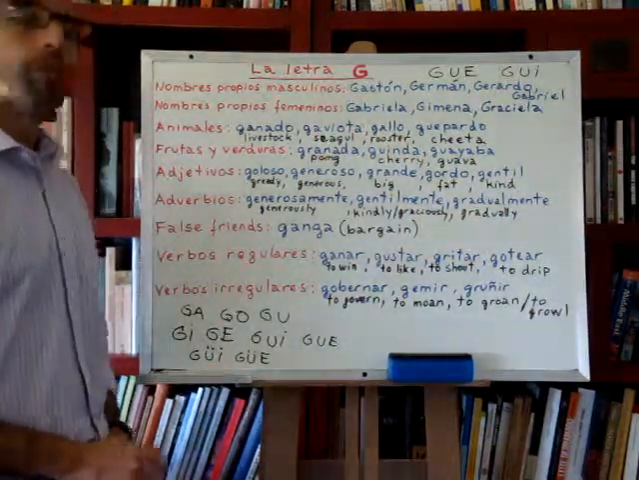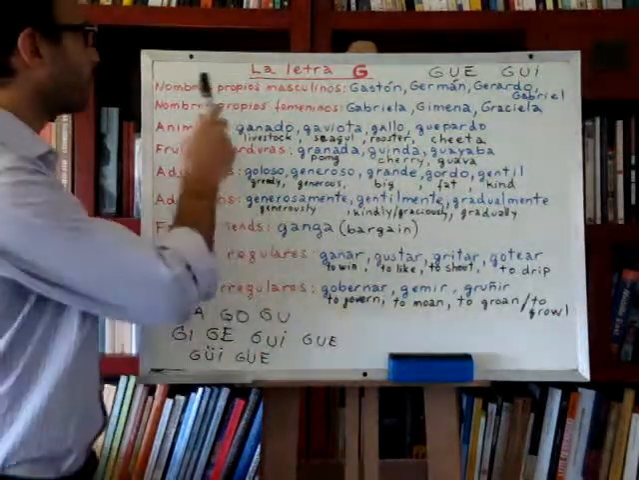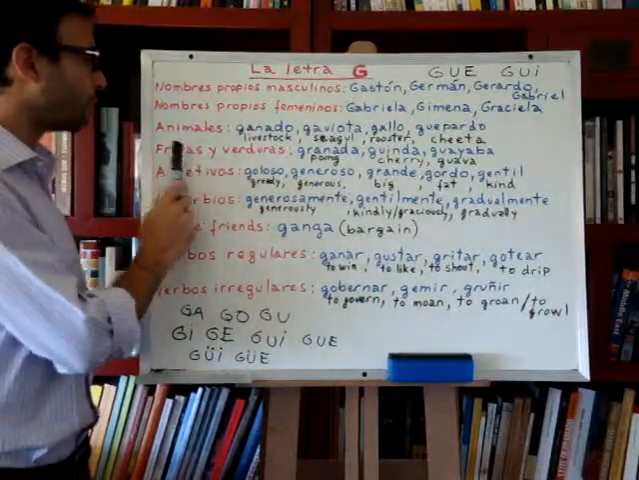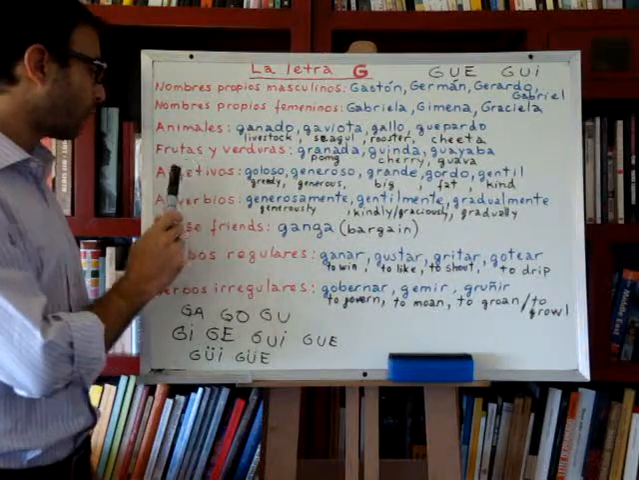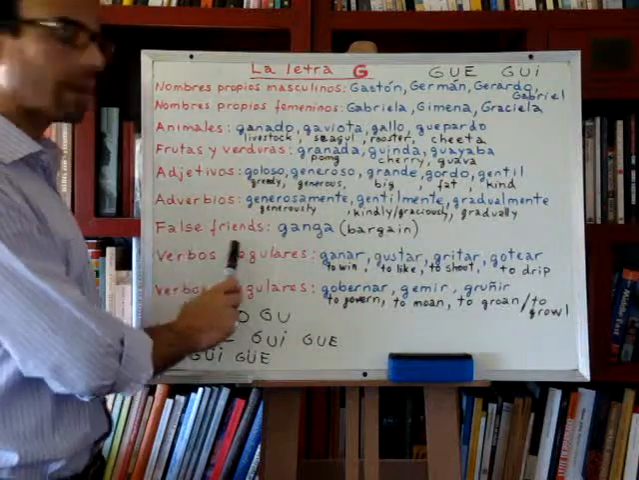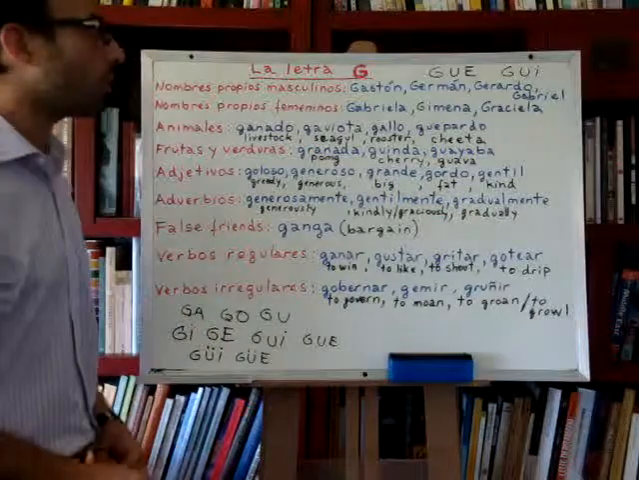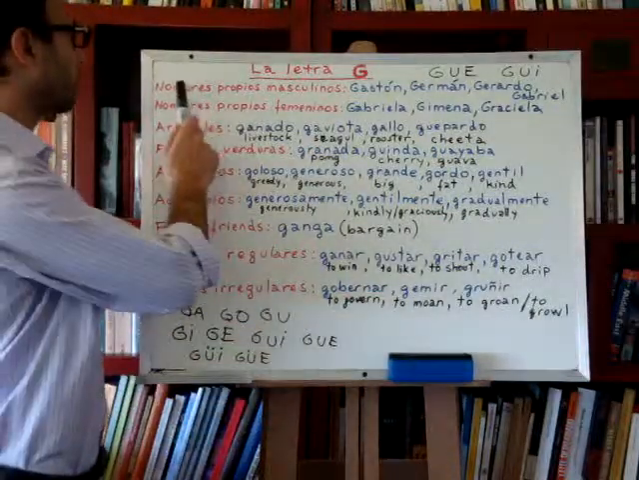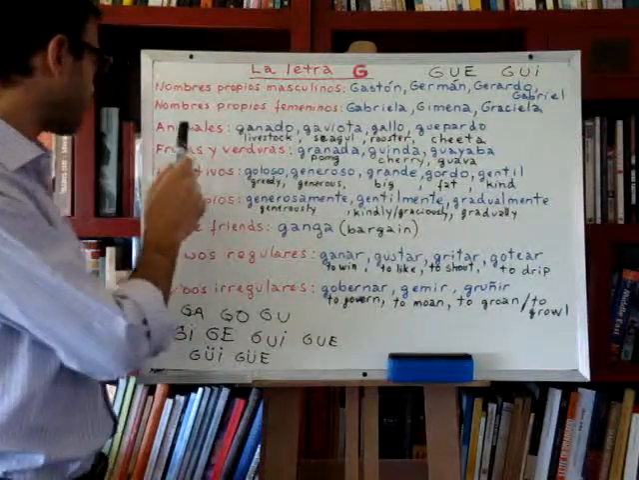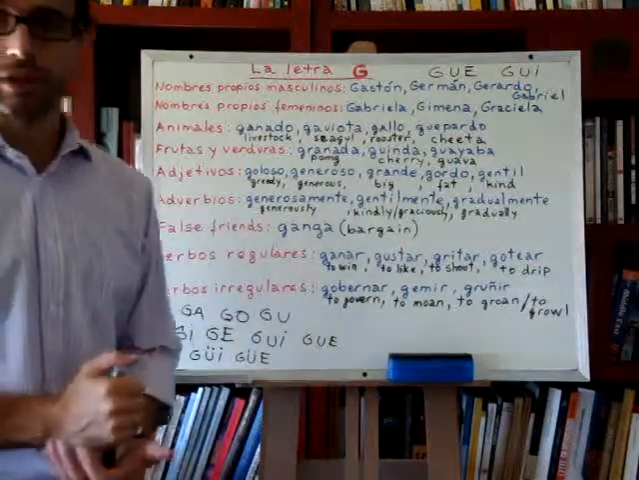So, hoy vamos a aprender los nombres que comienzan con la letra G, nombres propios masculinos, nombres propios femeninos, nombres de animales, frutas y verduras, adjetivos, adverbios, false friends, verbos regulares y verbos irregulares. Today we will learn the words that start with letter G. As for given names, male, female, animals, fruits and vegetables, adjectives, adverbs, false friends, verbs, irregulars and regular verbs, okay?